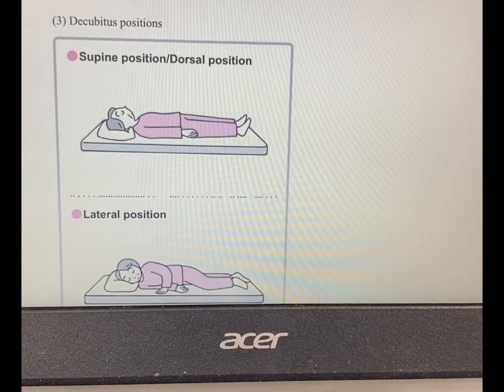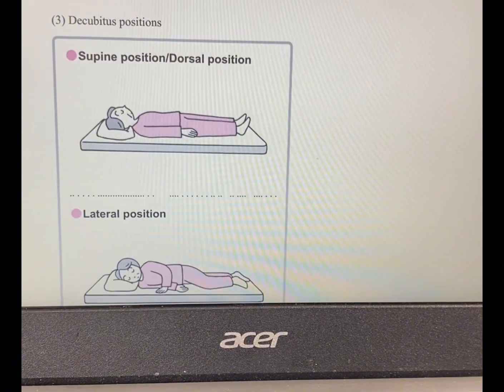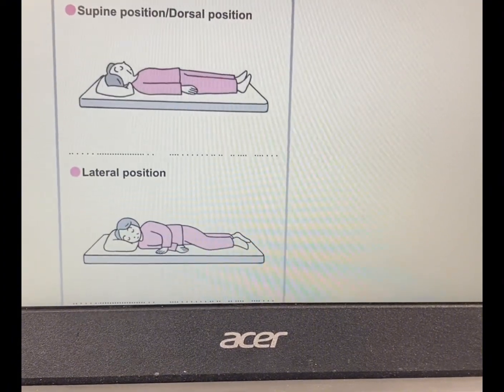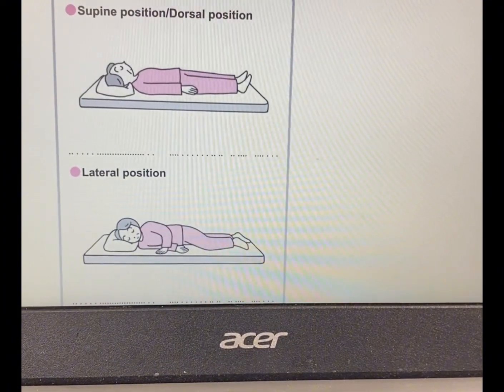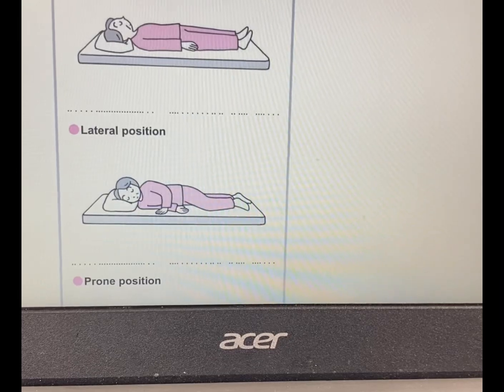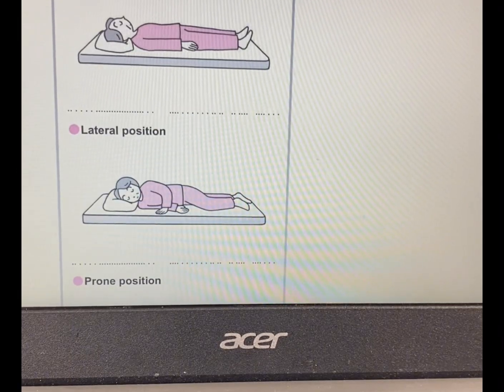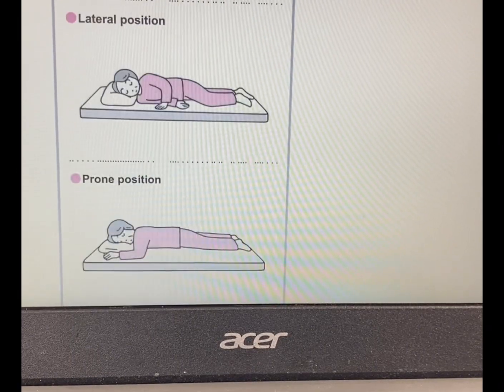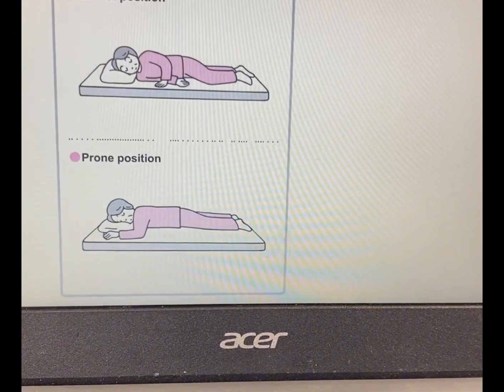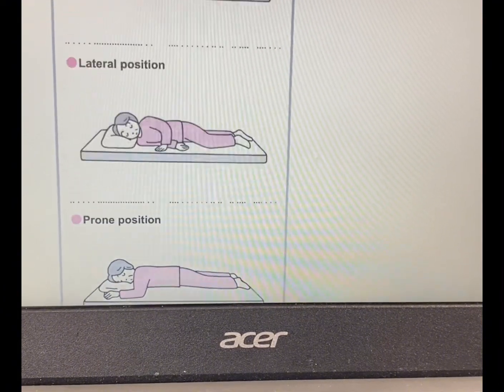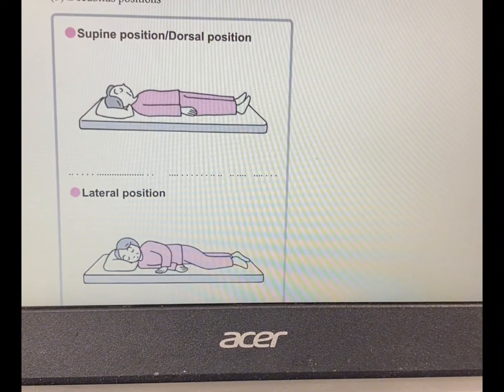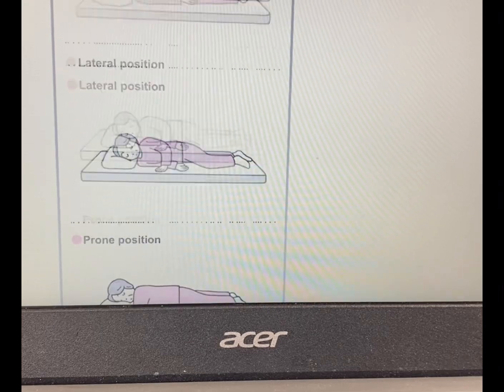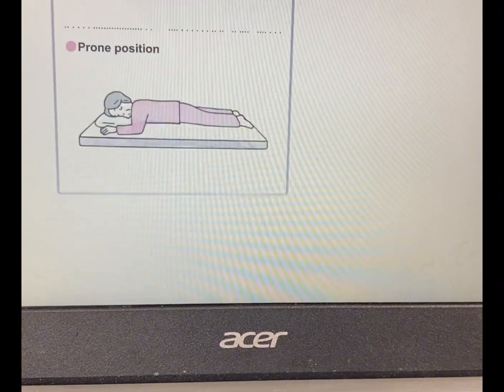Next is decubitus position or yung lying desu ne, nakahiga. Supine position, on your back. Lateral position, on your side, or side lying position naman tawag sa ibang books. Prone position, on your tummy. Nakakulob po, no? Memorize na lang po natin kung ano ang pangalan ng mga positions.